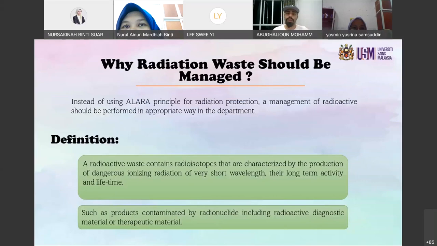Why should radiation waste be managed? Besides using the ALARA principle for radiation protection, management of radioactive waste should be performed in an appropriate way in the department. Definition: radioactive waste contains radioisotopes that are characterized by the production of dangerous ionizing radiation of very short wavelength, their long-term activity and lifetime, such as products contaminated by radionuclides, including radioactive diagnostic material or therapeutic material.